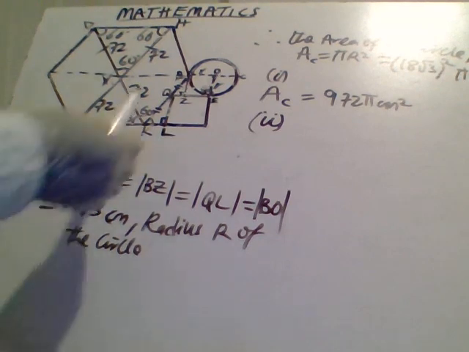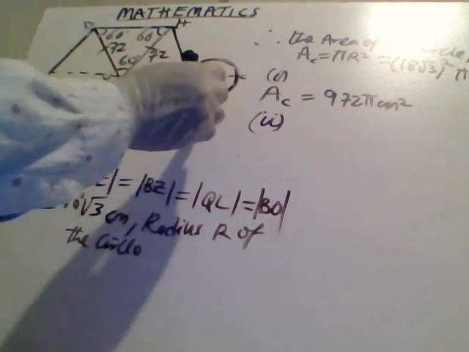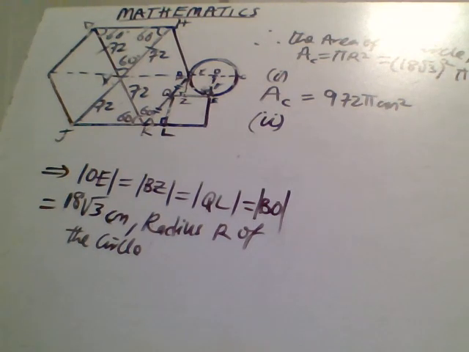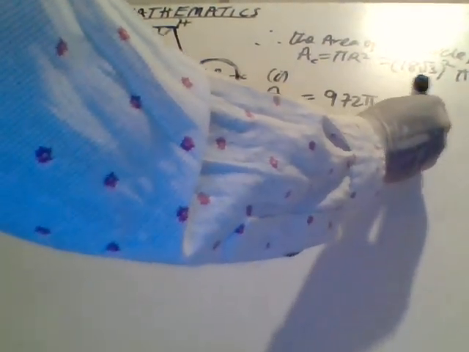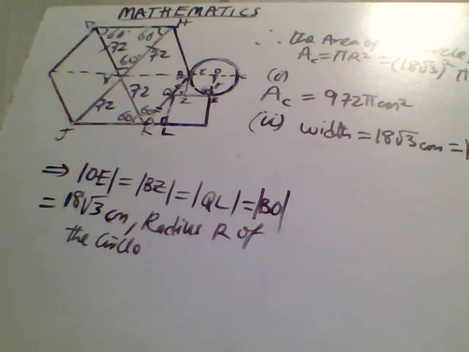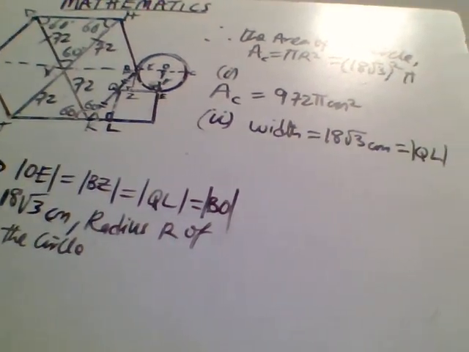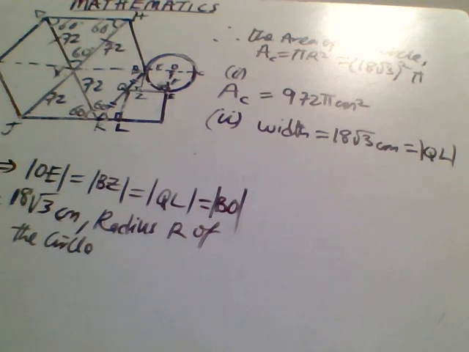So let's proceed into finding the length. Already we have gotten the width, because the width is QL. And we got QL to be 18√3. Already we got the width to be equal to 18√3 cm. This is equal to QL. So we have solved that. So the next thing is to find the length. So let's find the length from the upper side of the rectangle.